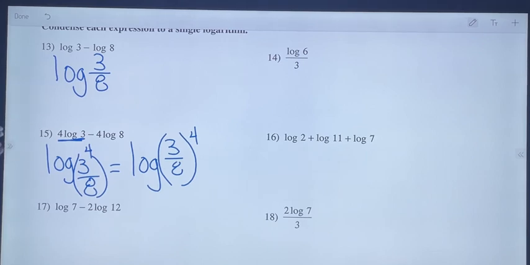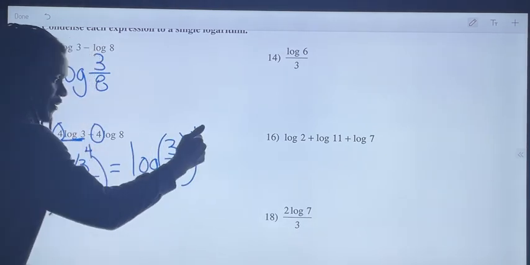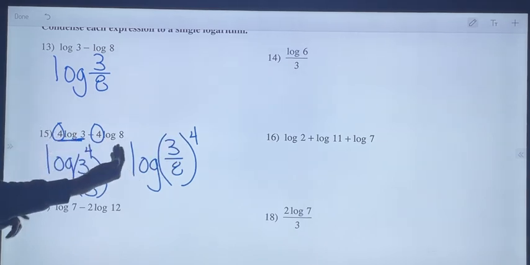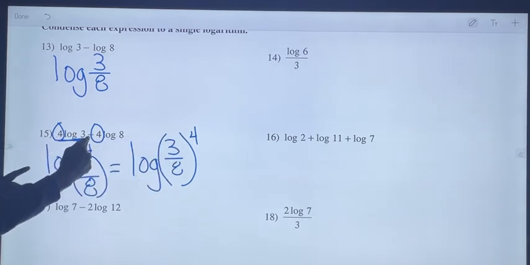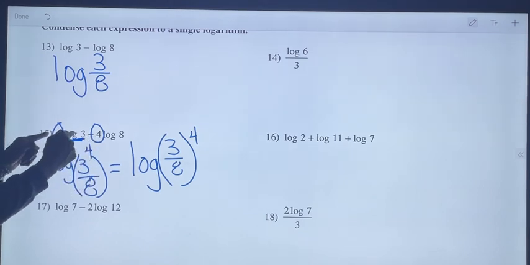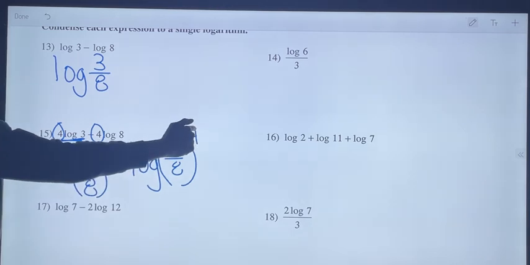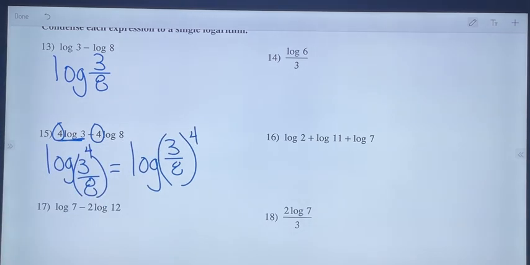Because you have the 4 that's in front of both, that means the entire thing is being raised to the 4th power, the exponent. And then you already know it's just log 3 divided by log 8 because it's subtraction. And because it's a 4 in front of both, it's the entire fraction being raised to the 4th power. Oh, I didn't notice it was like that one, but with the fours.